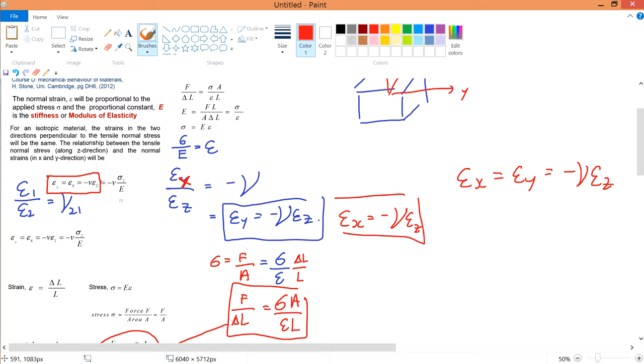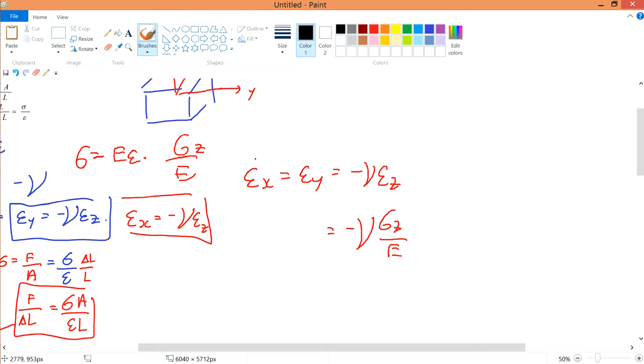Next I'll change this strain Z. Since we know that stress is equal to Young modulus times strain, I'll just write it in terms of stress. So this strain can be written as stress in the Z direction over E. Next, since we know Hooke's law, I also simply rewrite them as stress X over E is equal to stress Y over E.